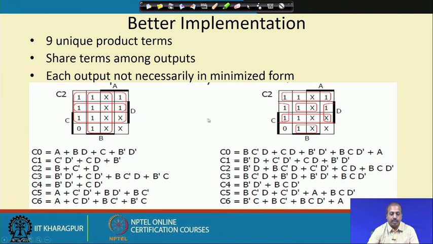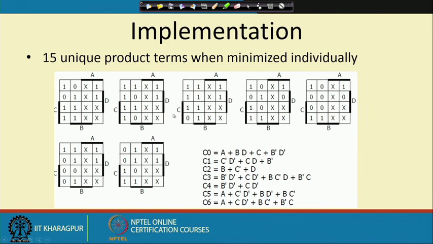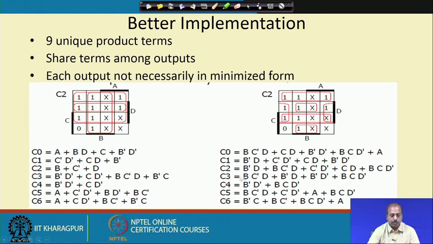A better implementation can be like this, where there are 9 unique terms. If you look into these functions, see this A is coming here as well as there. Say this B bar C: B bar C is there in C3 as well as in C6. In this way, if you look into the patterns, many of these product terms are common between the functions. So, this B bar C is common and all.